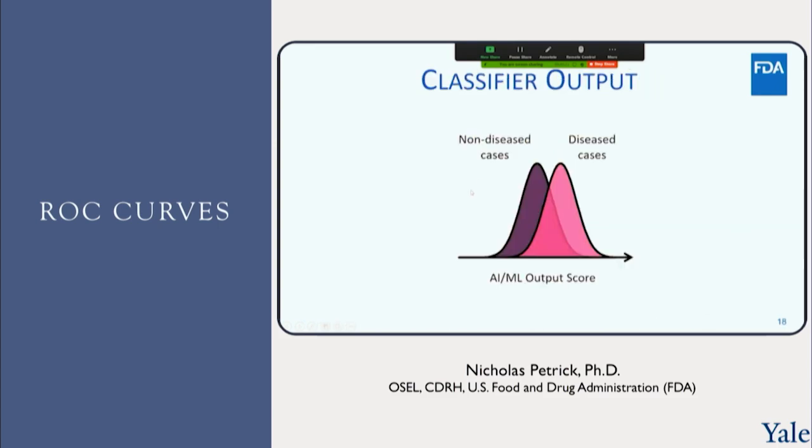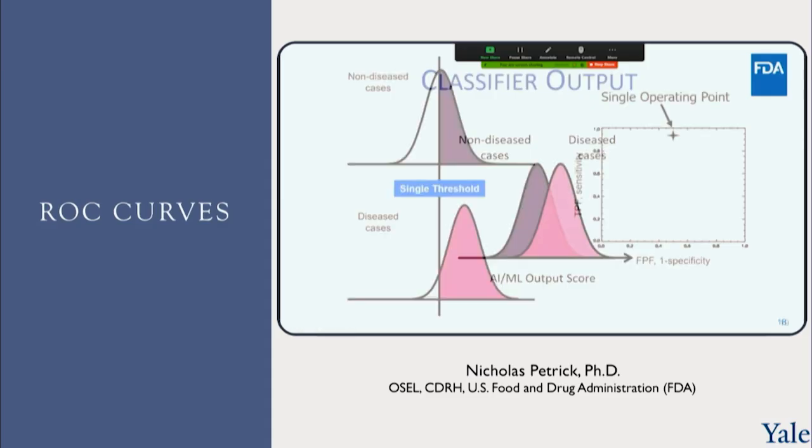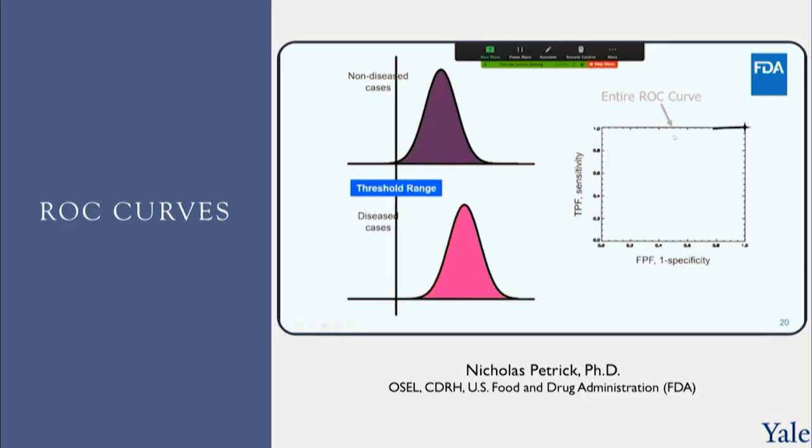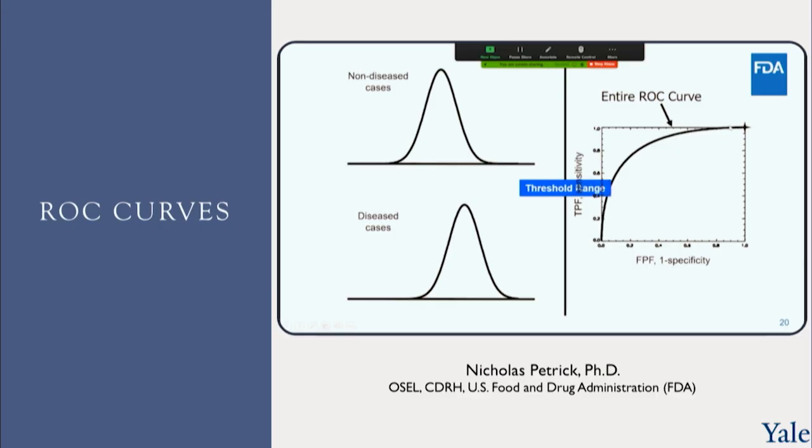So here's an example of a classifier. Typically, we have a non-disease distribution and a disease distribution, and they overlap to some extent. So we're not going to get perfect separation between these two for most classifiers. So we have some overlap. If we separate those two out, again, put this threshold on there, we can get a single operating point. If we just sweep across the whole range, we can get the full ROC curve.